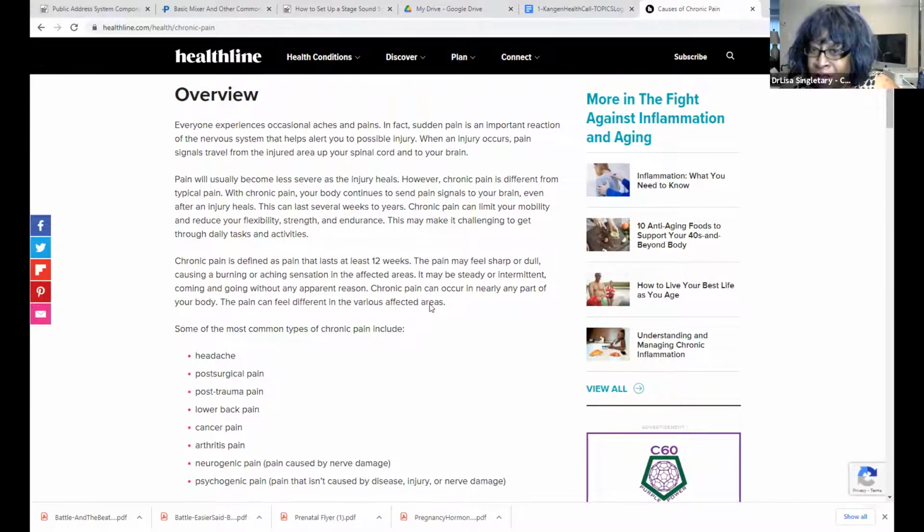However, chronic pain is different from typical pain. With chronic pain, your body continues to send pain signals to your brain even after an injury heals. This can last several weeks to years. Chronic pain can limit your mobility and reduce your flexibility, strength, and endurance. This may make it challenging to get through daily tasks and activities. Chronic pain is defined as pain that lasts at least 12 weeks.